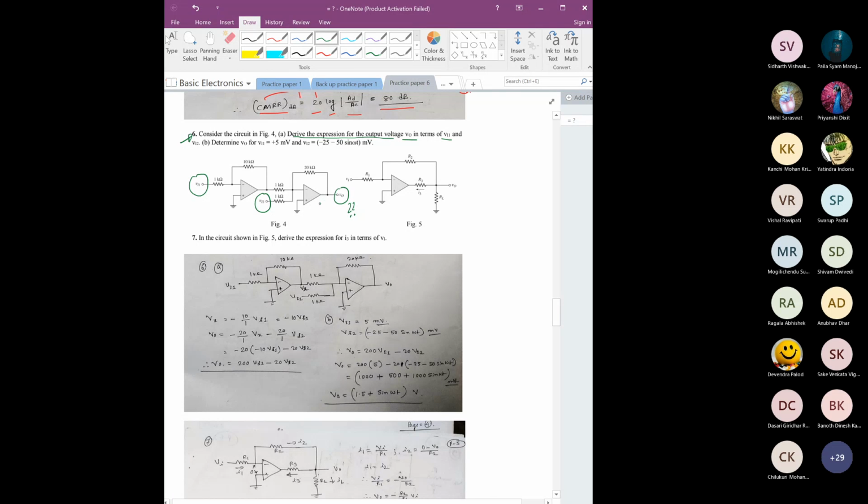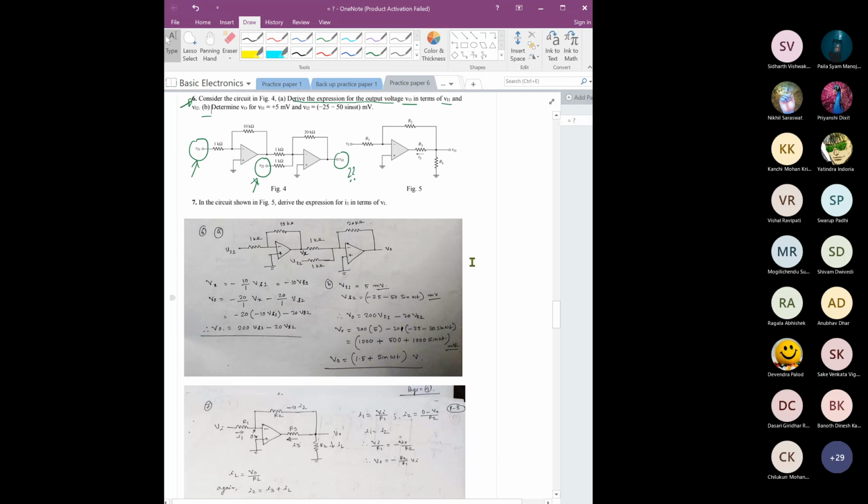That is number 1. And number 2 is determine this output when the input values are given. In number 2, the values of VI1 and VI2 have been defined, and for that you have to find V output. So basically, if you know the common expression, then it should not be difficult to find part B. Right? So let us see how to solve this.